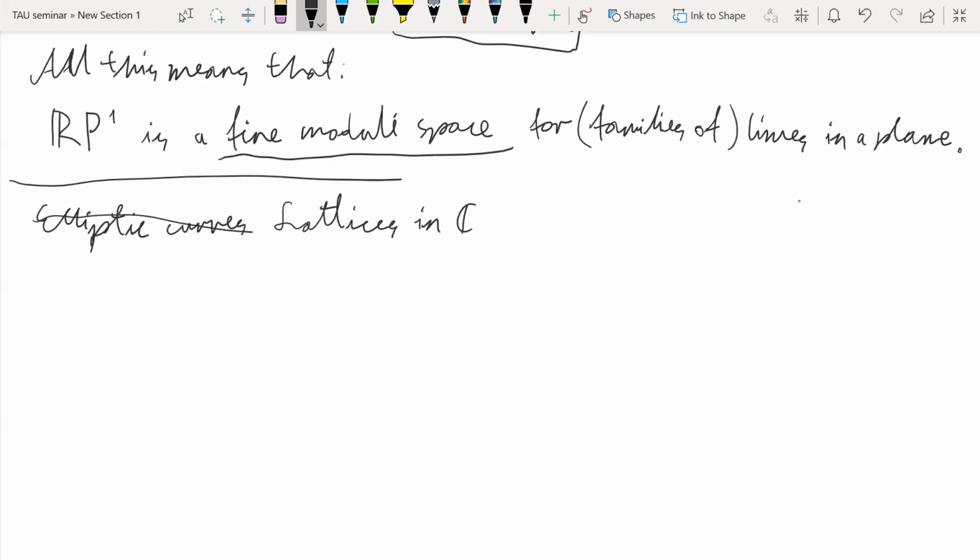Okay, so going back, I don't actually need to know much about elliptic curves. I will be just working with lattices in C, or if you prefer, working with complex tori. So complex tori, just to briefly mention it, are quotients of C by Lambda, where Lambda is some lattice. But again, I won't be using this.